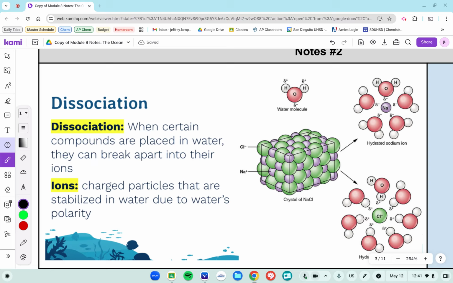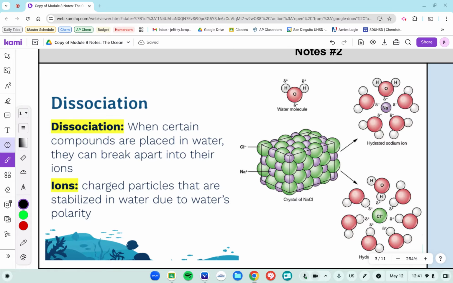Now the other review that we have to have is ions. So remember, ions are just charged particles that are stabilized in water because of their polarity, right? We can have a positive ion or a negative ion dissolve in water because we have the positive side of water attract to the negative side of the ion, or vice versa. Does that make sense so far? All right, questions at this point?